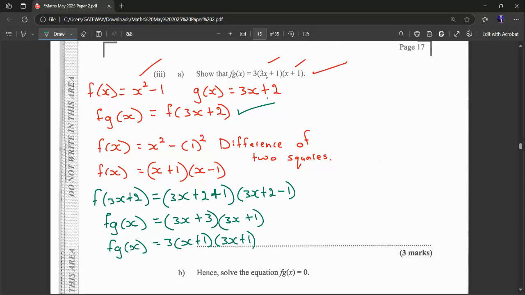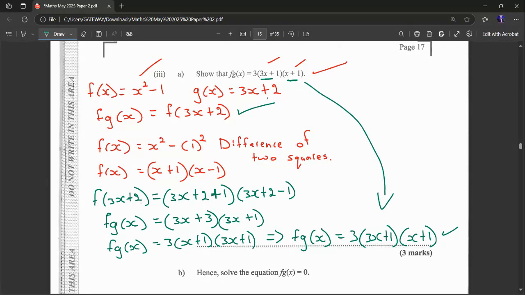But they have 3 times 3x plus 1, then times x plus 1. So I have to rewrite it in that form now. So it's basically the same thing. So f g of x is equal to, since these three terms are multiplying each other here, I could rearrange it in any order I want. So I write back the number 3. I am now putting the 3x plus 1 expression second, and I am putting the x plus 1 last. And I have exactly what they have up there. Right? And that is 3 marks.